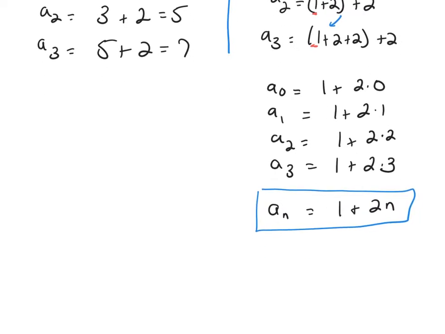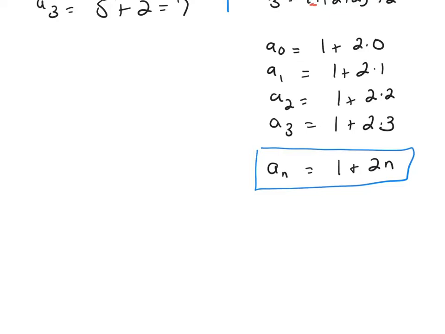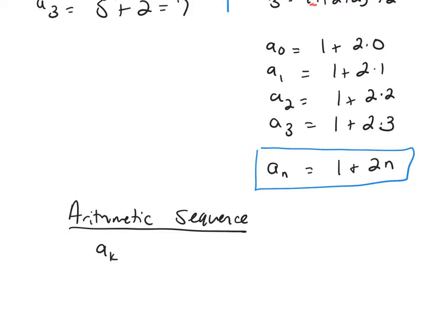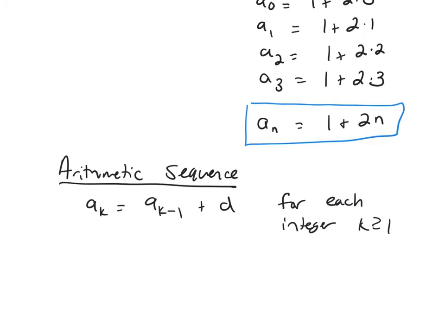So this type of sequence is very special. It's called an arithmetic sequence. And arithmetic sequences, you can write them as ak equals ak minus 1 plus d for each integer k greater than or equal to 1, where d is a constant.